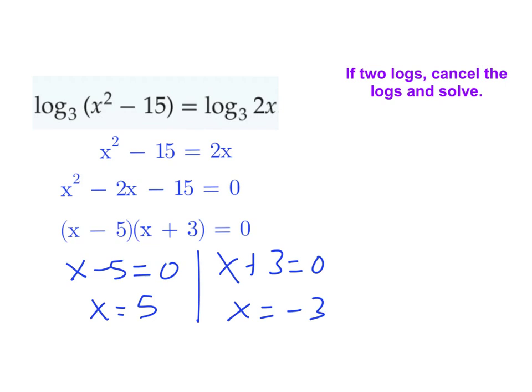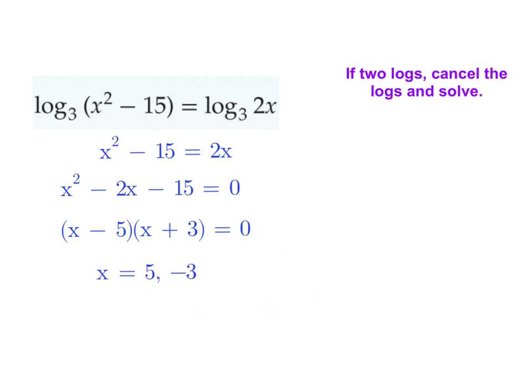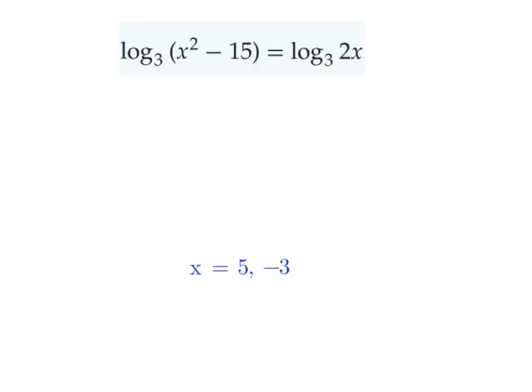Because again, as I talked about at the very beginning, if this x squared minus 15 is a negative, or this 2x is a negative, we're going to have to throw that solution out, or solutions. So on the next slide, I'll jump over here. Okay, we're going to check them.